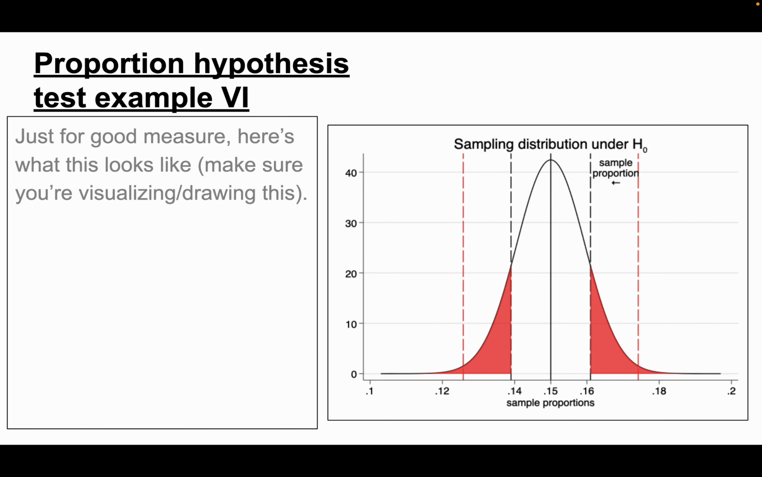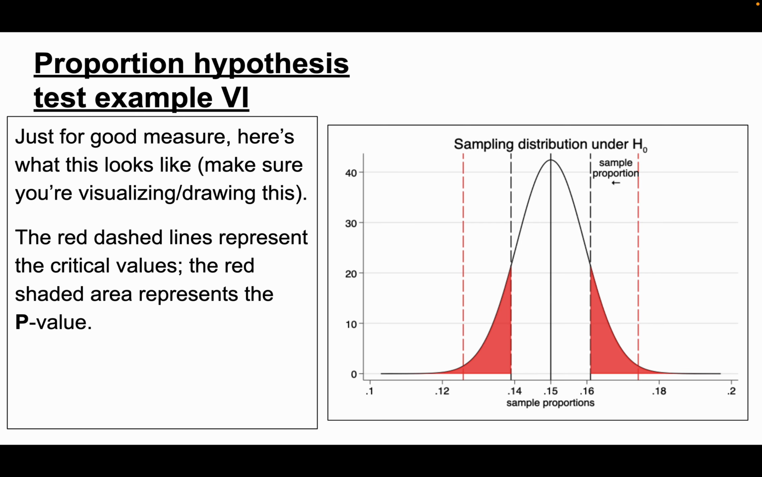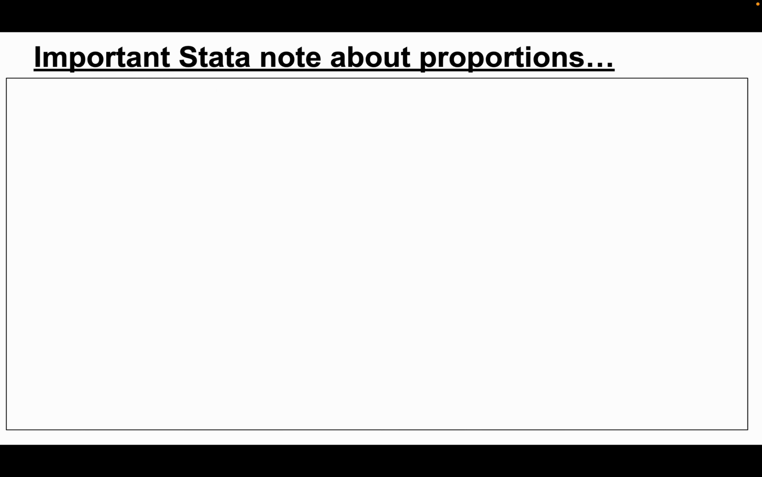This is what this looks like, and you should always be drawing these things. So this is the unstandardized sampling distribution under H0, and we've got our sample proportion here. So this is 0.161. This is the null hypothesis value, and then this is the right tail p-value I was just describing verbally. This is the left tail. And then these are our critical values here. I didn't draw in the rejection region this time, but this is the critical value. Again, there's a variety of different ways to draw stuff like this. This is just what I did.